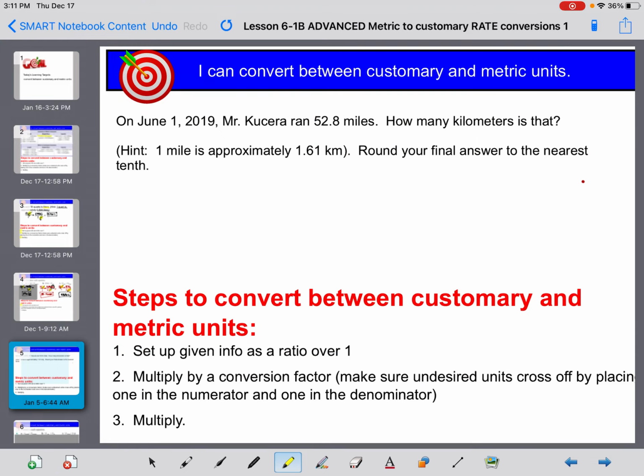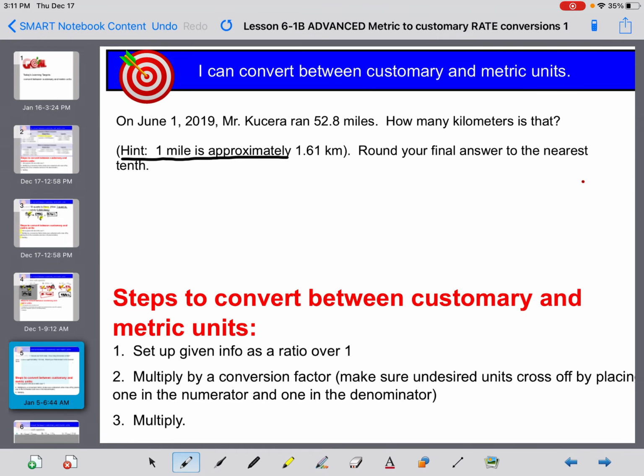This is a true story. It's kind of neat. On June 1st of 2019, Mr. Kachera ran 52.8 miles. How many kilometers is that? And then it gives me my conversion factor. 1 mile is approximately 1.61 kilometers.